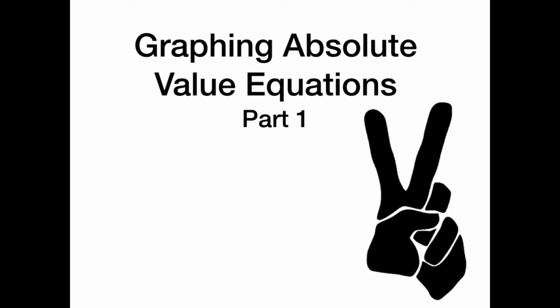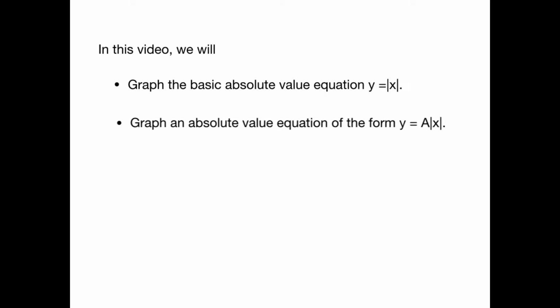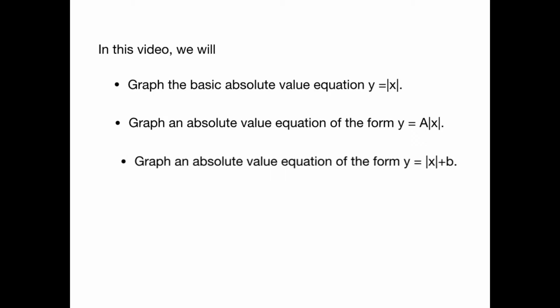Graphing absolute value equations, part 1. In this video, we're going to graph the basic absolute value equation y equals the absolute value of x. Then we're going to see what happens when a multiplier is applied. So we're going to graph an absolute value equation of the form y equals a times the absolute value of x. And we're going to see what happens when you add a constant to the end, y equals the absolute value of x plus b.